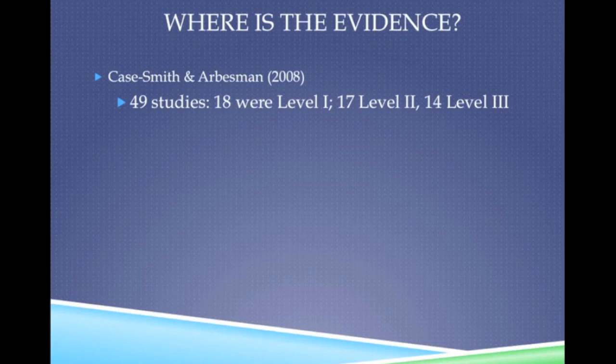meaning these are your randomized controlled trials, your well-grounded, statistically sound evidence or research. 17 on level 2, these are your non-randomized controlled trial studies. These are the cohort studies. And 14 on level 3, the one group design with the pre and post test. Out of the 49 articles, they were able to create 6 intervention categories.